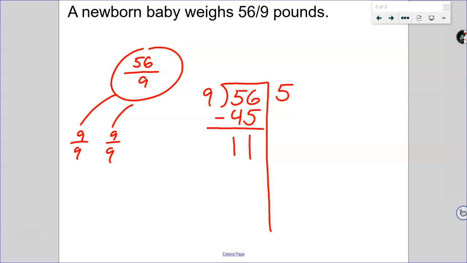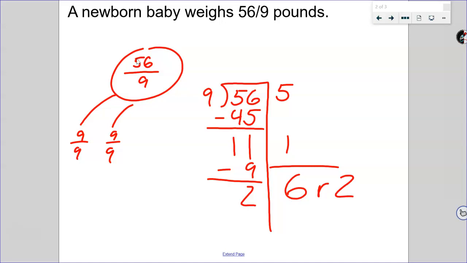And I'm like, oh, I can still do one more. So 9 times 1 gives me 9. When I subtract 9 from 11, that leaves me with 2. So now we know that 2 is not enough to put one more in each group, which means our answer is 6 with the remainder of 2.